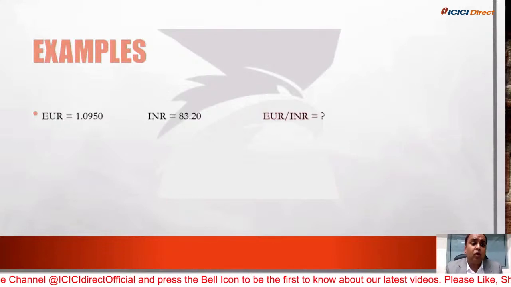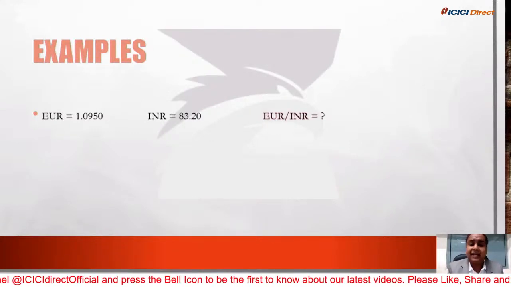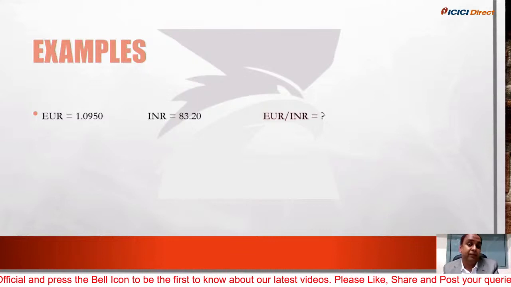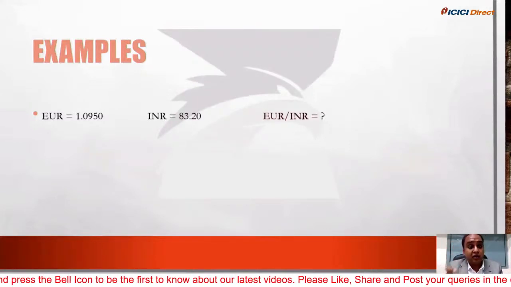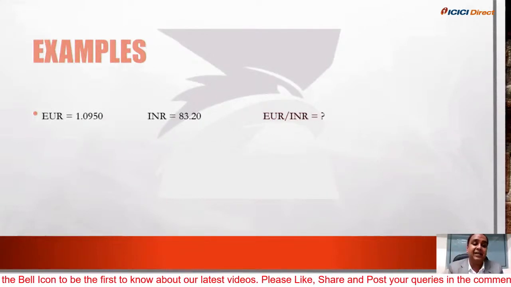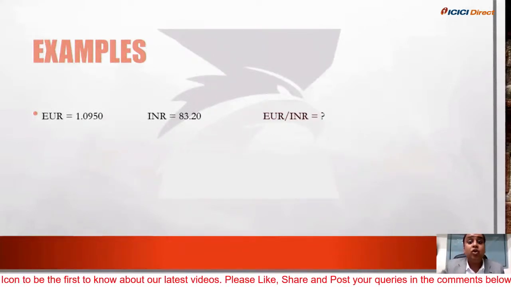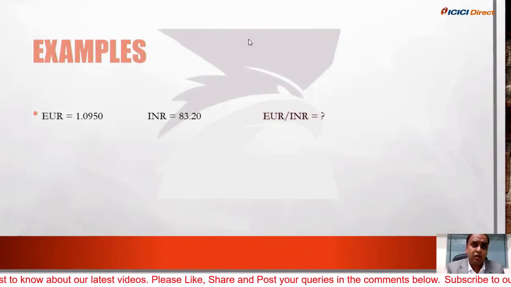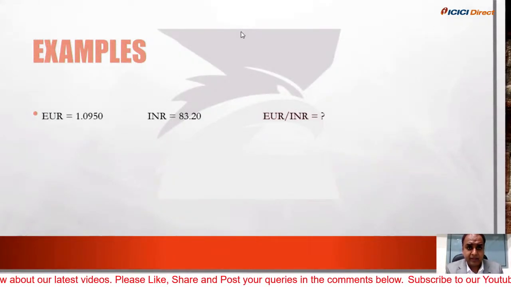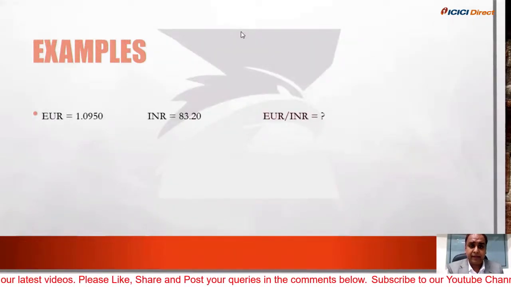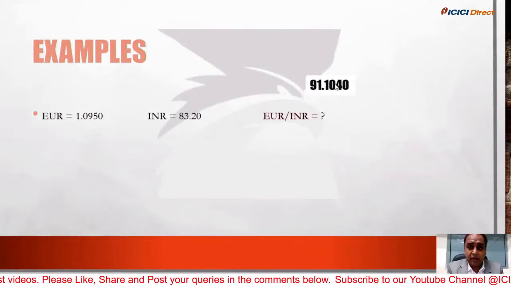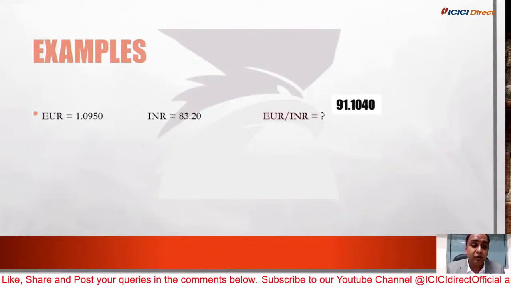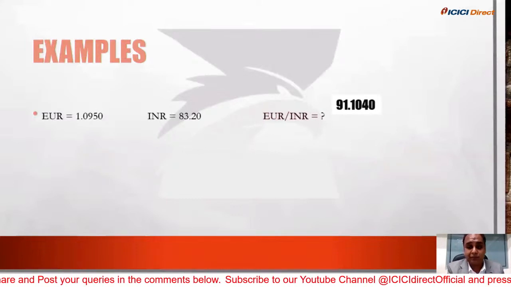Now, if I tell you that euro is at 1.0950 and INR is at 83.20, basically what I'm trying to tell you is that euro USD, because euro is the base currency, is equal to 1.0950 and USD INR is equal to 83.20. Can you quickly calculate what is euro INR? You all can put it in the chat if you want. Basically euro INR would be just the multiplication of the two, 1.0950 into 83.20, which works out to be 91.1040.